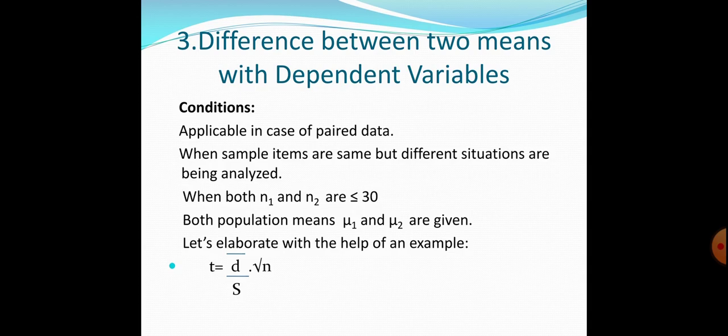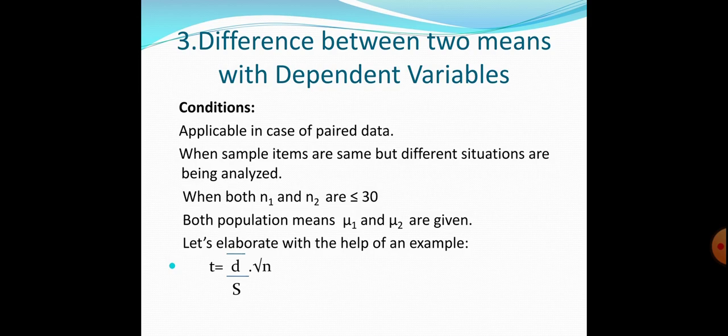Now, the conditions in which such a test can be applied: it is applicable in case of paired data, that is before and after situations, when the sample items are the same but the different situations are being analyzed. Obviously a single sample is there, sample items are same but the situations are different. When both n1 and n2 are less than or equal to 30, when both population means are given to you.